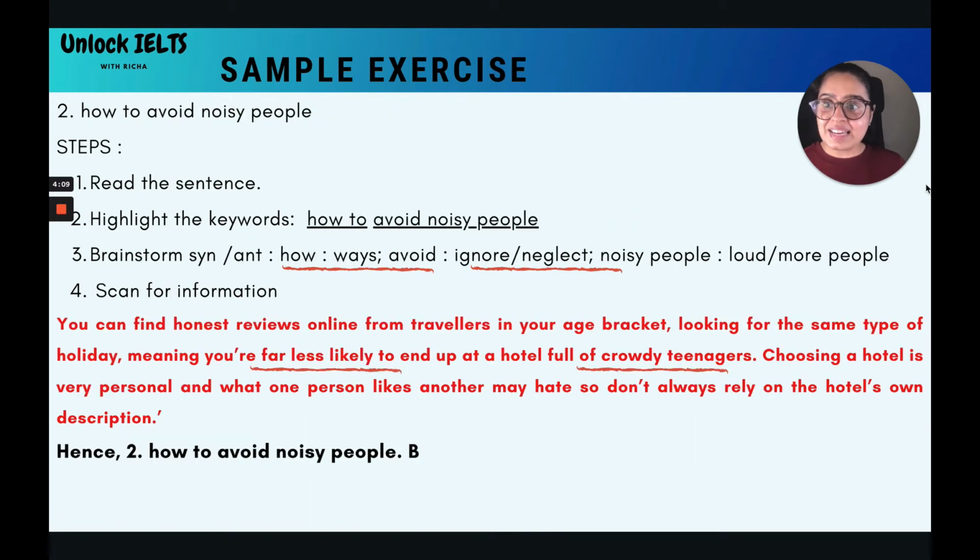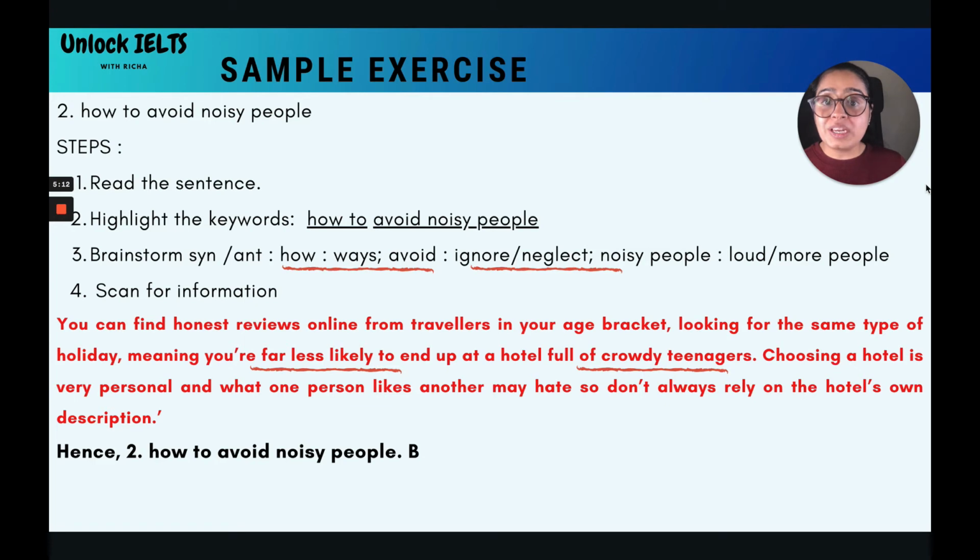Now comes our next sentence, which says how to avoid noisy people. Now we need to apply the same strategies once again in the same order. We need to read the sentence, how to avoid noisy people. We need to highlight the keywords, how to avoid noisy people. And now we need to brainstorm all the synonyms which we can think of related to these keywords. For example, for the word how, I may expect to see words like ways. For the word avoid, I may expect to see words like ignore, neglect. And for noisy people, I may find loud or more people.